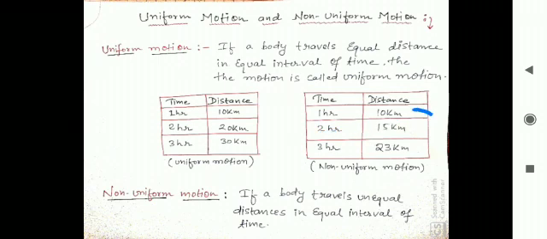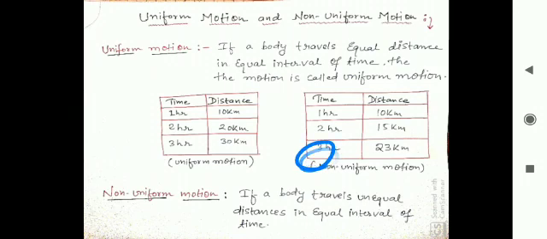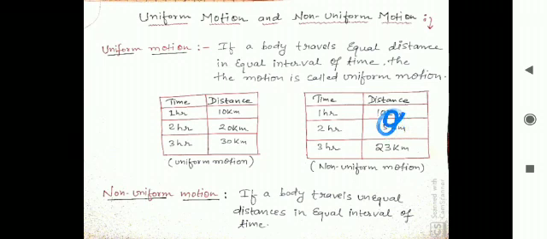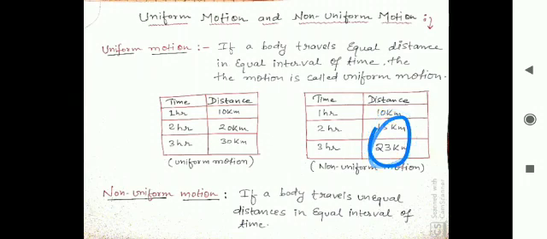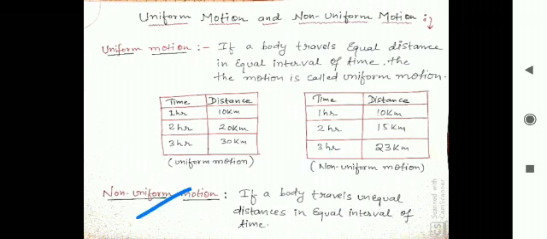So the gap is how much? It is 5 kilometers. Now in the third hour, the body has traveled a distance of 23 kilometers. So here the gap is different, and here the gap is different. So the body has traveled unequal distances in equal intervals of time. So that kind of motion is non-uniform motion.